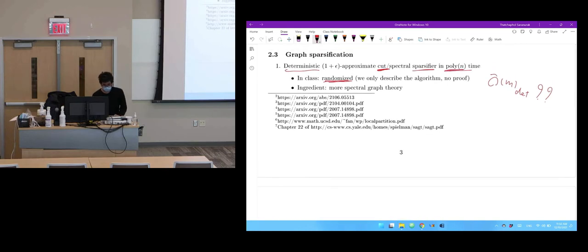To do this in polytime, basically, you need to learn a bit more than the spectral graph theory I taught you. But there is just one paper about this that you can read and get this result. It's called BSS: Batson, Spielman, and Srivastava.